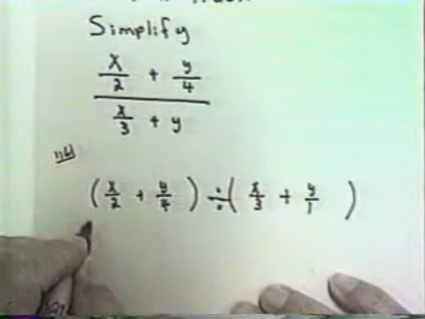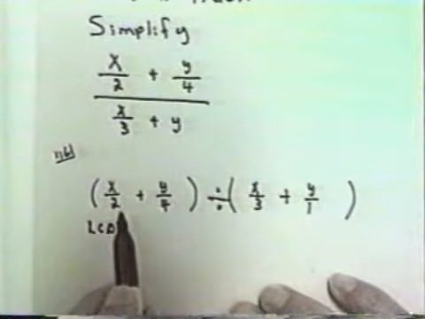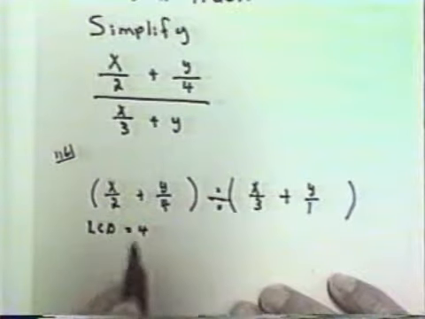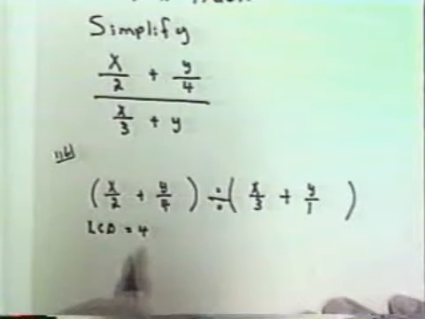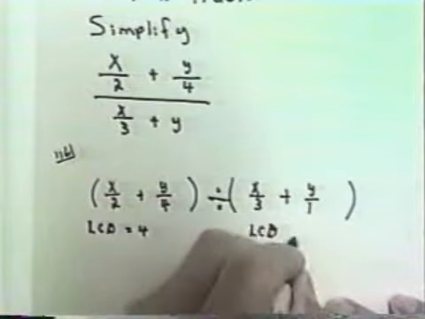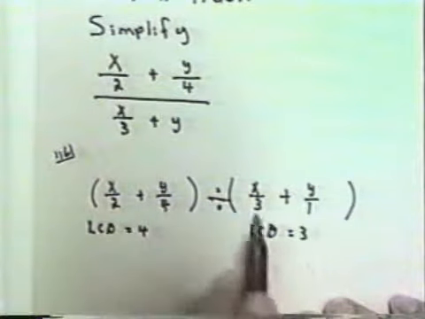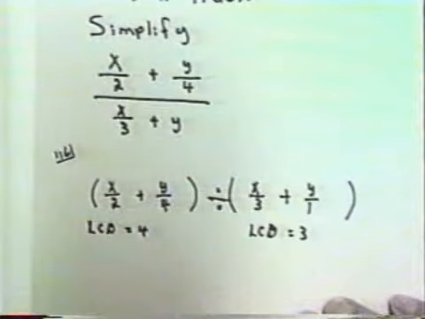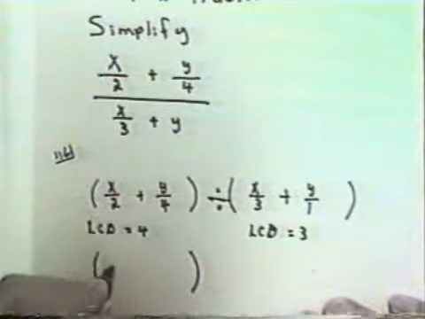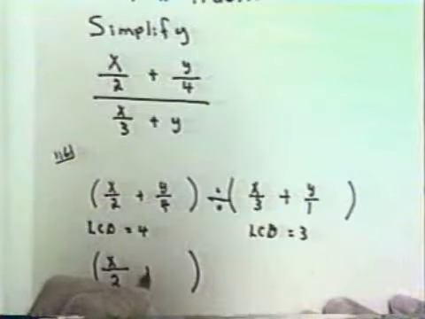Well, to add these fractions, I need to find the common denominator. The common denominator between 2 and 4 is 4. So I need to get both of them as an LCD of 4. The LCD, or the least common denominator, between 3 and 1 is 3. So I need to express both of these fractions having a denominator of 3. Just like before, I'm going to rewrite them exactly as I have them, except I'm going to leave space to multiply.